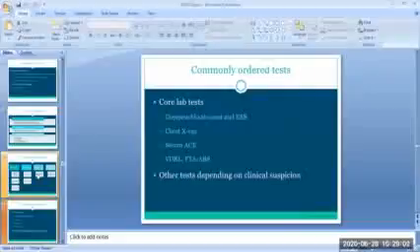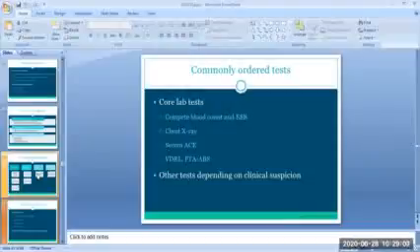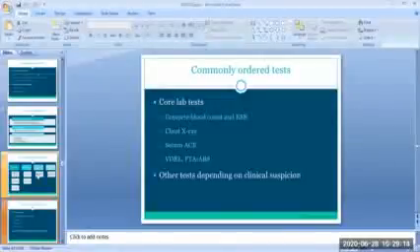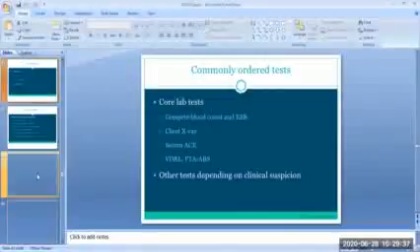Then commonly ordered tests are the core lab tests, which are the complete blood count and ESR, to ascertain the existence of any chronic inflammatory condition in the body. Then chest X-ray, which is a radiological investigation. Then serum ACE and VDRL, FTA-ABS, that is for syphilis. Other tests should be done depending upon the clinical suspicion.